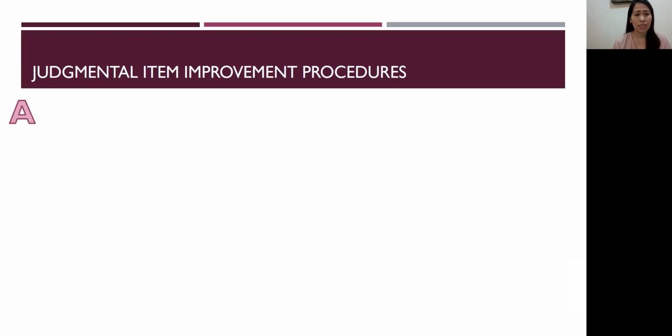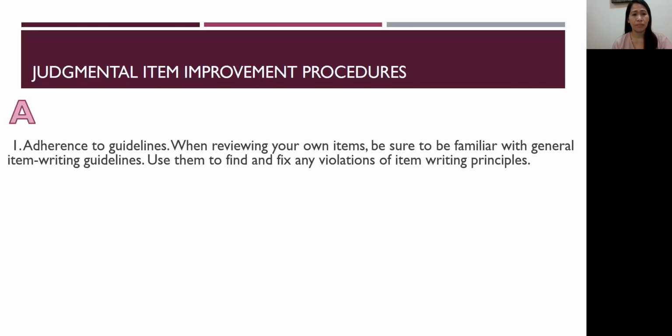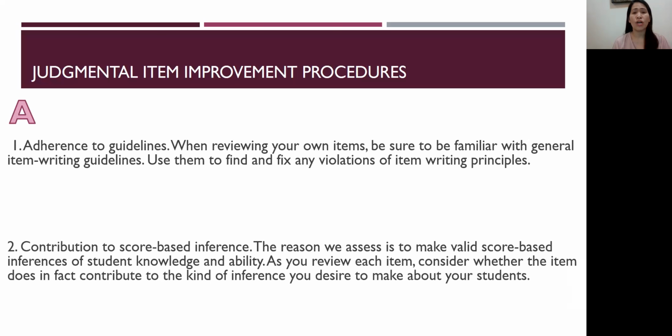And the first one is adherence to guidelines. When reviewing your own items, be sure to be familiar with general item writing guidelines. Use them to find and fix any violation of item writing principles. That's number one. Number two, contribution to score-based inference.